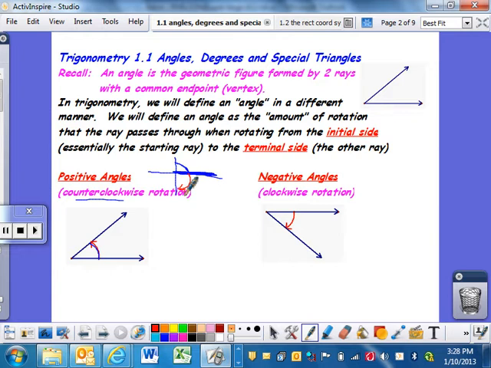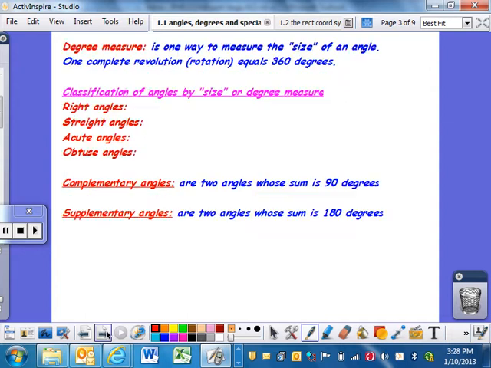So we're going to be talking about a lot of different things. Initial means start, so the initial side is always going to be the positive side of the x-axis, okay? And the terminal side: if you think of a terminal at an airport, it's when you finally get to the gate to load. It's the ending spot. This other side is called our terminal side. So those are just a few vocabulary words that you're going to have.